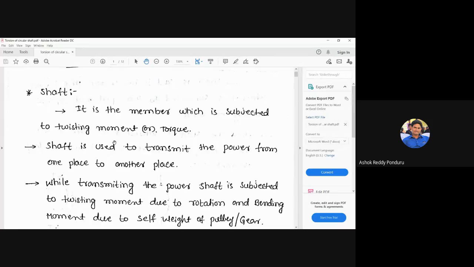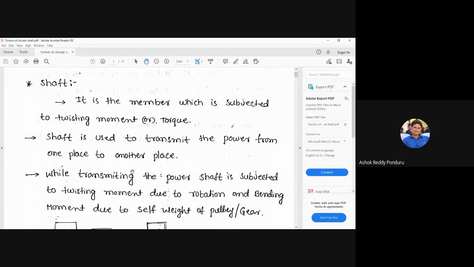How we can transmit the power is nothing but we can transmit the rotary motion, or translatory motion. That means you can transmit the motion. Power means motion; mechanically, power means motion. The shaft is used to transmit the power from one place to another place.